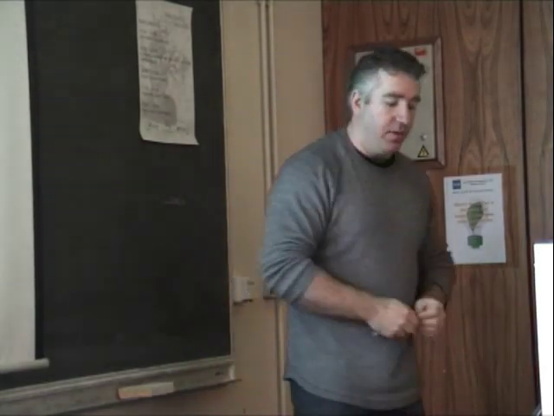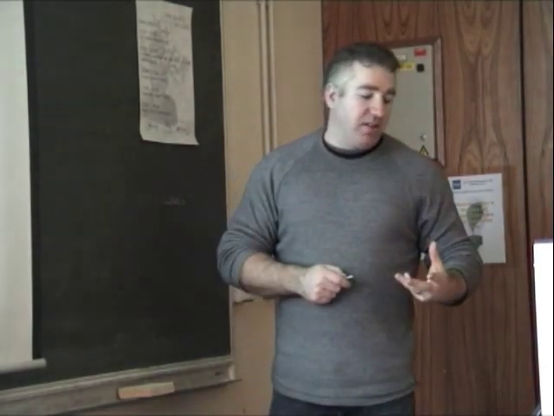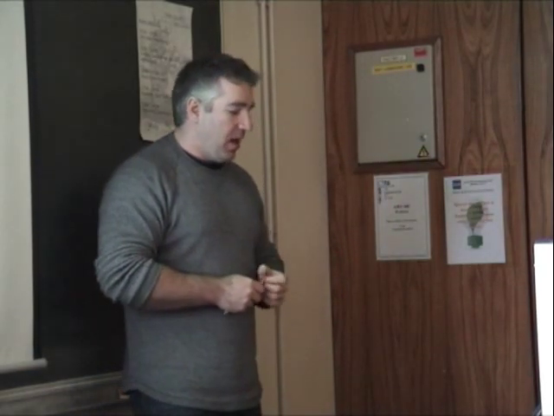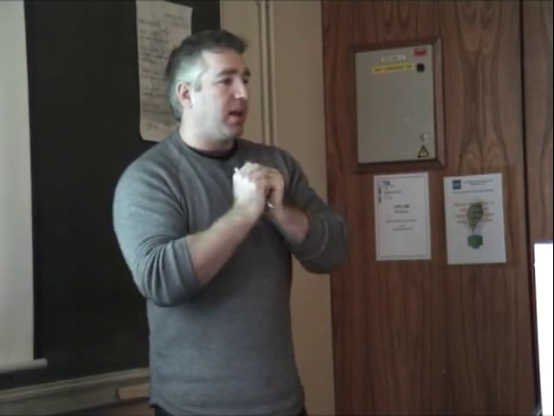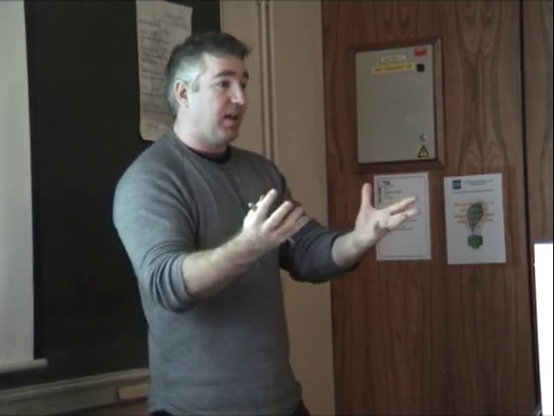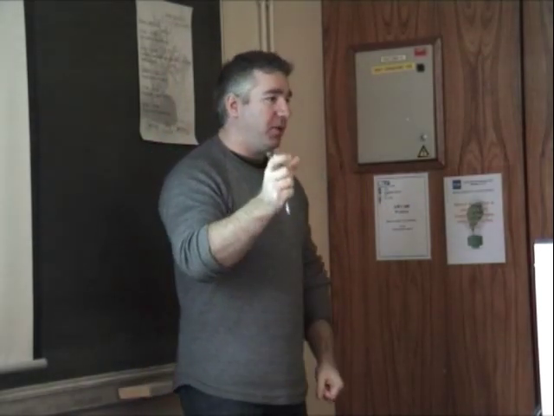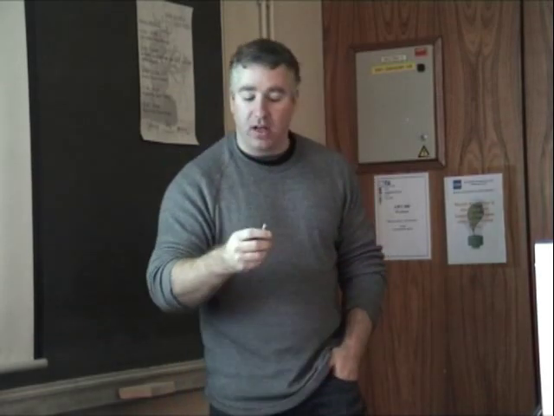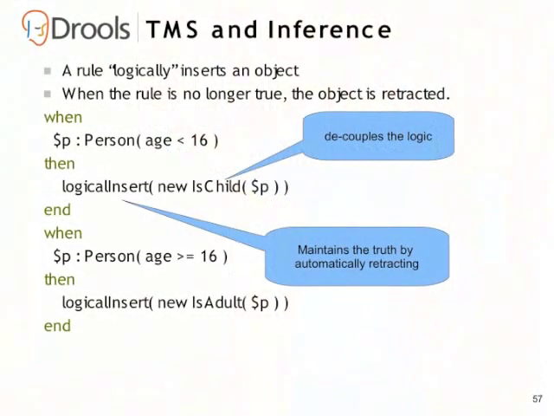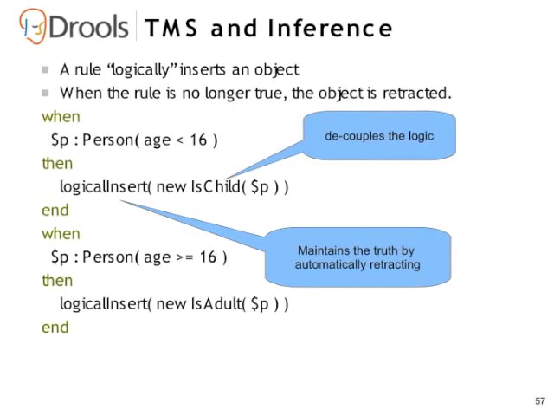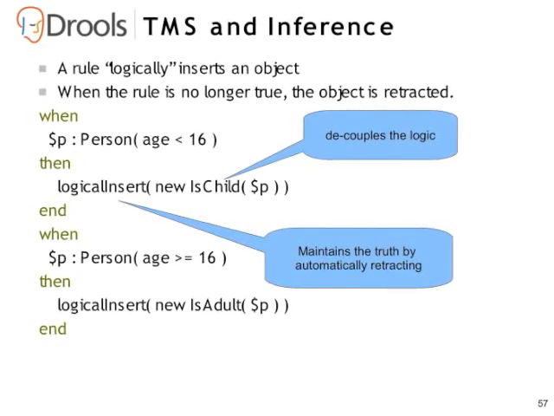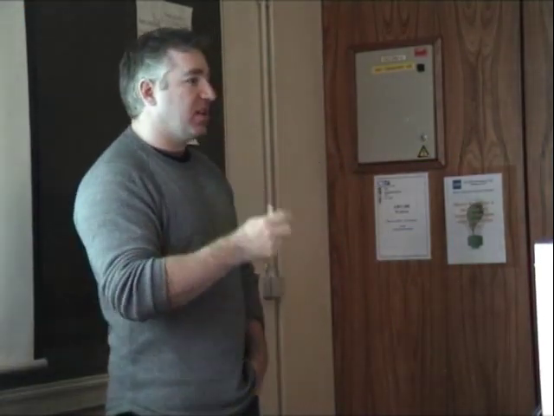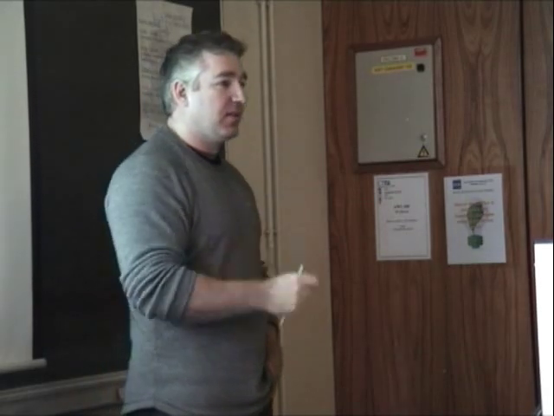So how do we get over this? Truth maintenance has a thing called logical insertions. A logical insertion is a way of saying, not only am I going to put something into the working memory, not only am I going to create something and put it in, its lifetime will depend upon a condition. Only while that condition is true will it exist. So only while this person is less than 16 will we have this thing called is_child. So this child is what we call an inference. It is a fact that represents the result of a decision. It is a fact that represents that this person is under 16.